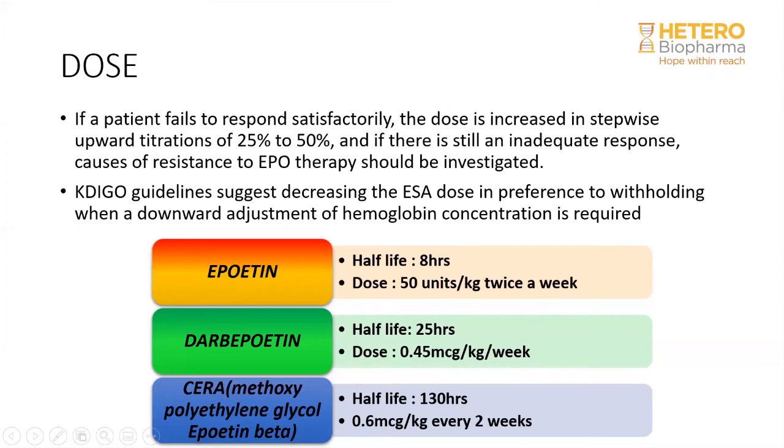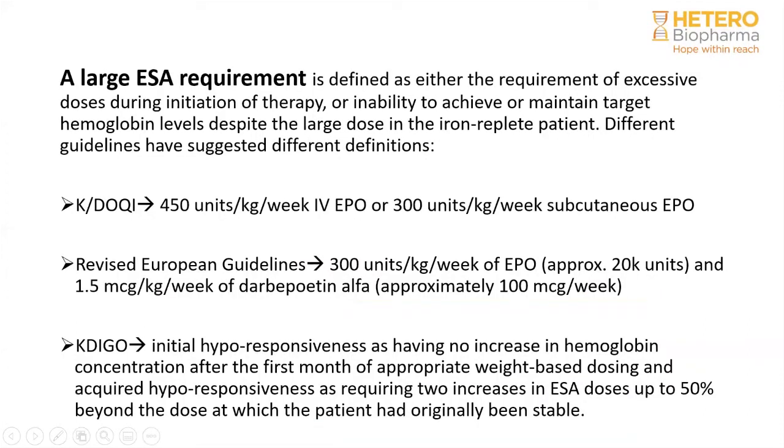So what do you mean by a large ESA requirement, a large erythropoietin dose requirement? This is basically excessive doses at the initiation, or inability to achieve and maintain a target hemoglobin level despite a large dose in an iron replete patient. So what is this large dose? According to KDIGO, 450 units per kg per week of intravenous erythropoietin or 300 units per kg per week of subcutaneous erythropoietin is the large ESA requirement, and this will classify as an ESA resistance.